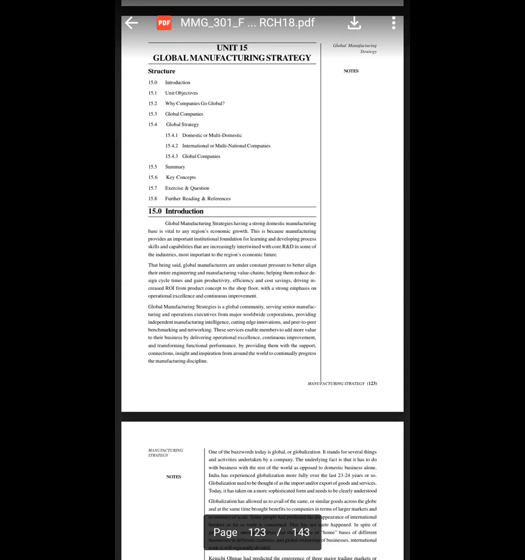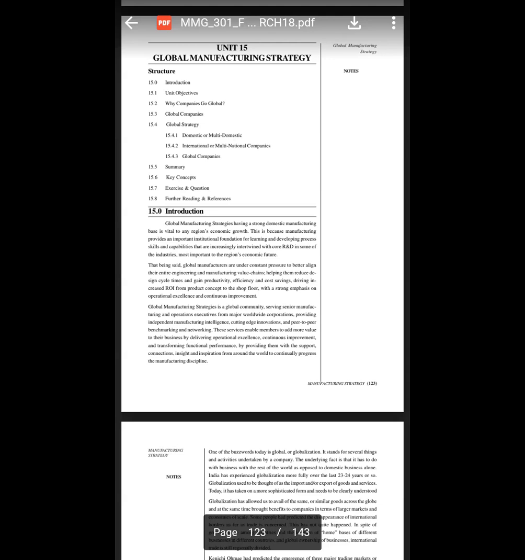Now, global manufacturing strategies. Having a strong domestic manufacturing base is vital to any region's economic growth. This is because manufacturing provides an important institutional foundation for learning and developing process skills and capabilities that are increasingly intertwined with core R&D. R&D means research and development.